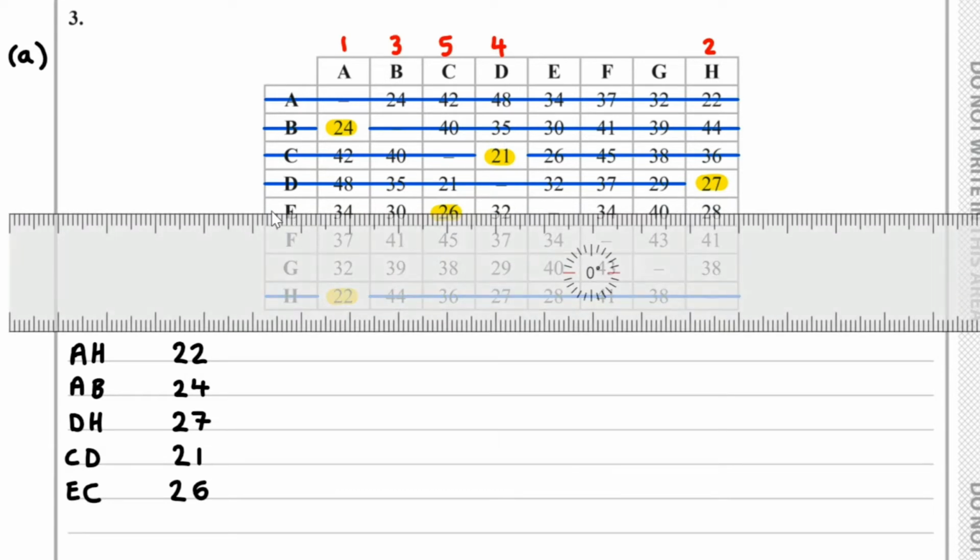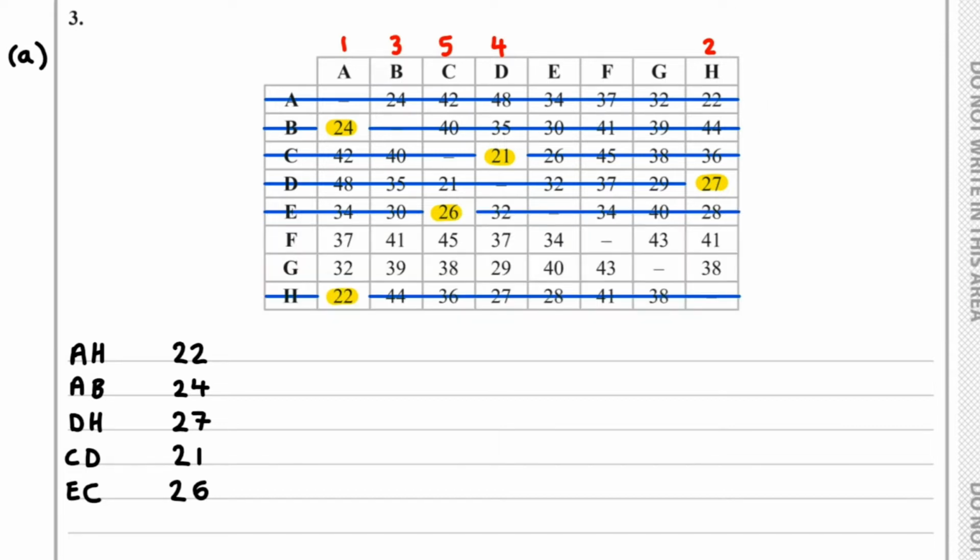We now delete row E and then write 6 above column E. Looking down A, B, C, D, E and H, the smallest entry is 29. GD has weight 29.